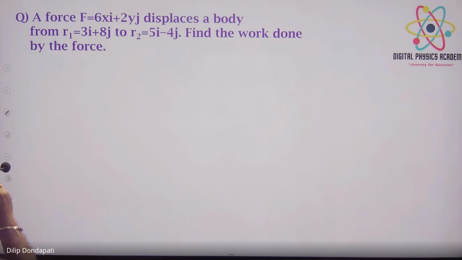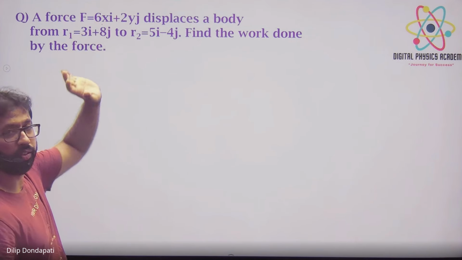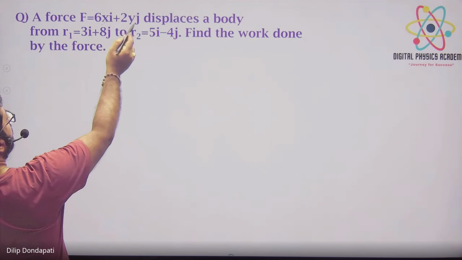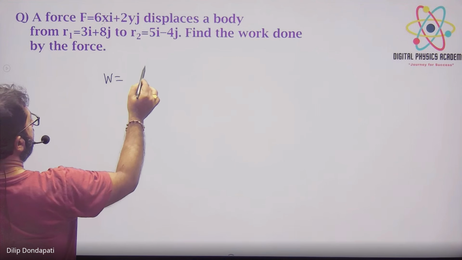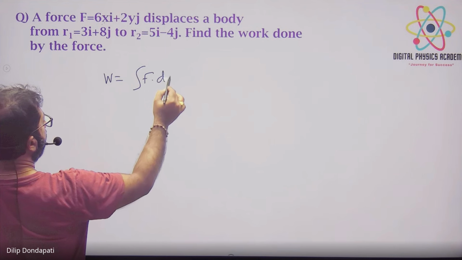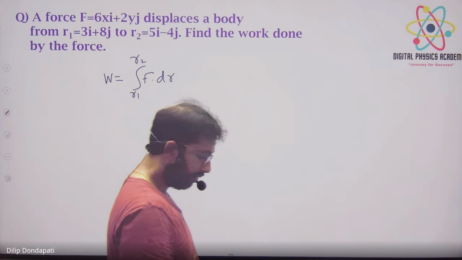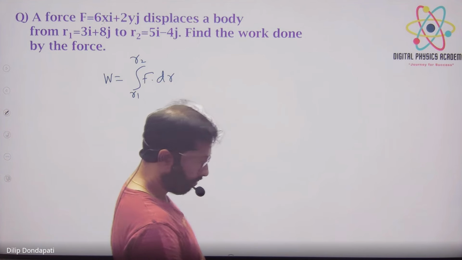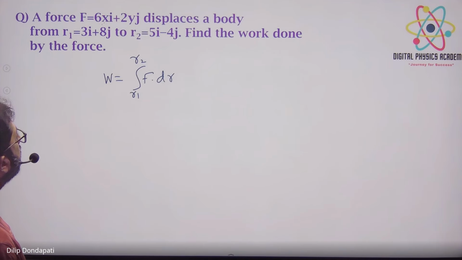F is equal to this much force acting on a body. The body got displaced from here to here. Find the work done. Is this force a constant force or a variable force? Variable, because it depends on x and y, right? So it is a variable force. Whenever we are calculating the work done, you simply use the formula integral f dot dr from r1 to r2. dr is dx i cap plus dy j cap.